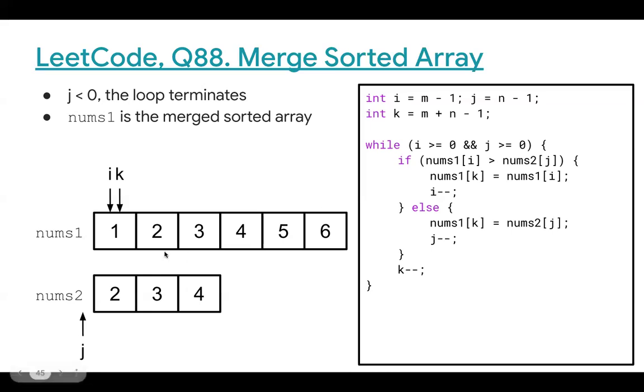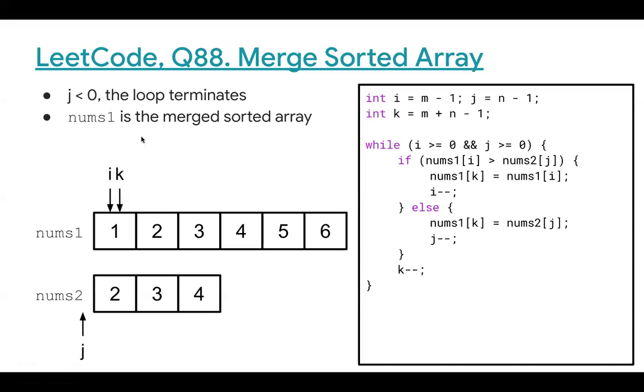And then there may be another case where i becomes smaller than 0 first. In that case, we probably also should stop, right? So we can have a condition here: i larger than or equal to 0 and j larger than or equal to 0 for this while loop, meaning that, well, as long as there are still elements in nums1 and nums2 that we haven't compared, we should repeat, right? We compare them, we move them, okay?